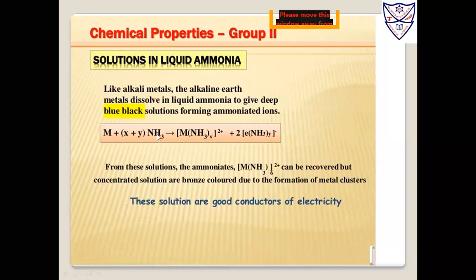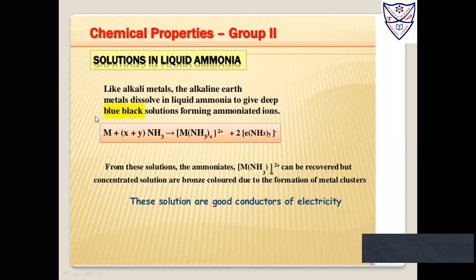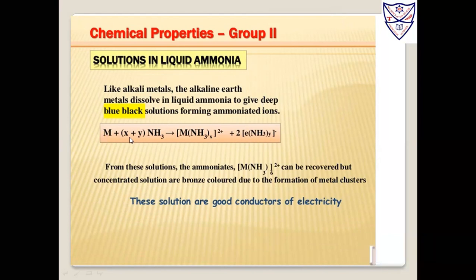Now, their solution in liquid ammonia. Like alkali metals, the alkaline earth metals dissolve in liquid ammonia to give a deep blue-black solution, forming ammoniated ions. So, M plus (x+y)NH3 gives [M(NH3)x]2+ plus 2[e(NH3)y]-, because the metal is 2+ and the electron is minus. This is the general formula. From this solution, the ammoniated [M(NH3)6]2+ can be recovered, but the concentrated solution is of a bronze color due to the formation of metal clusters. These solutions are good conductors of electricity.